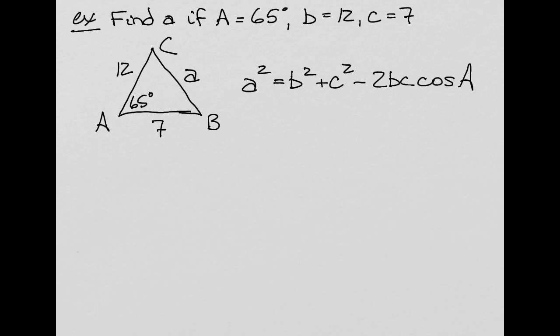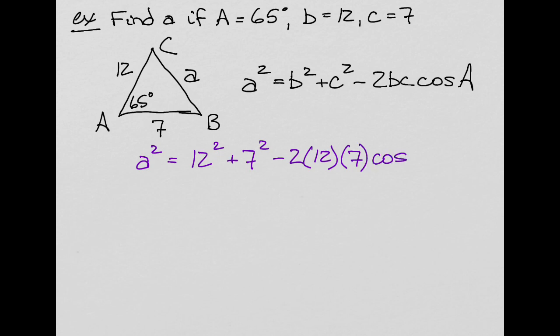Let's see. So I got a squared, which is what I'm looking for, equals b squared plus c squared minus 2 times b times c times the cosine of angle A. I know everything except side A, so we should be able to figure it out. Be careful with the order of operations here. Order of operations says I'm going to do the exponents, and we can go ahead and multiply here at the same time.